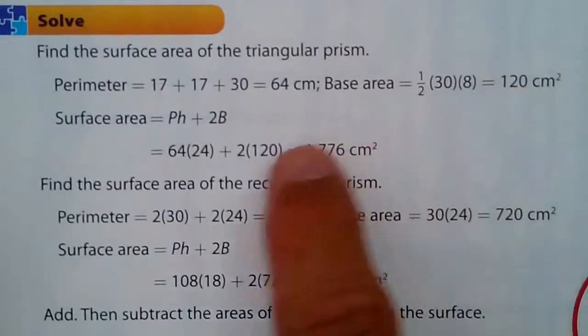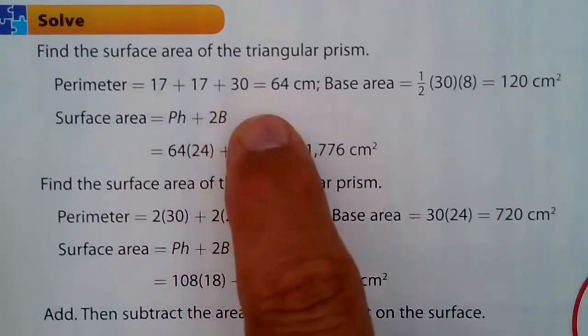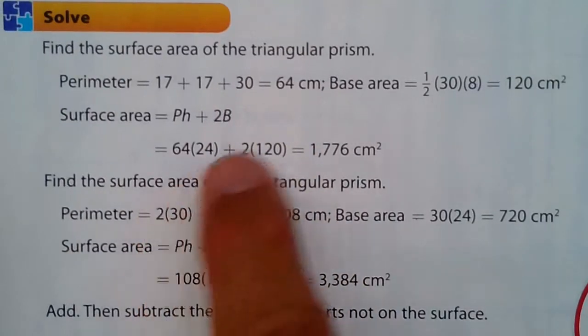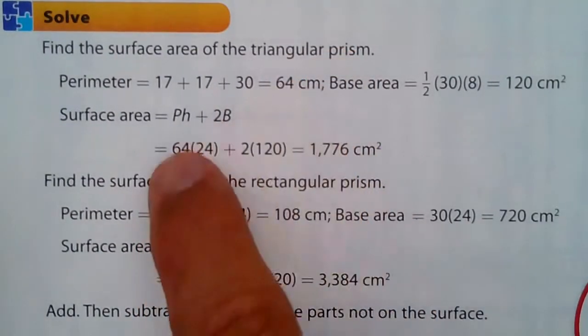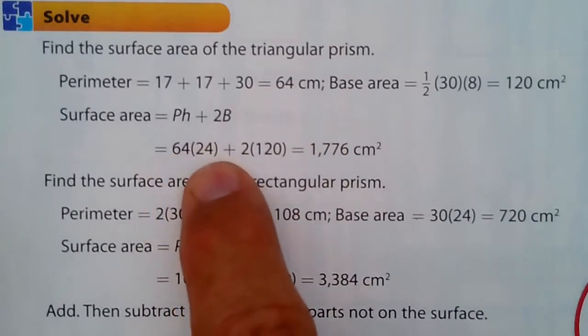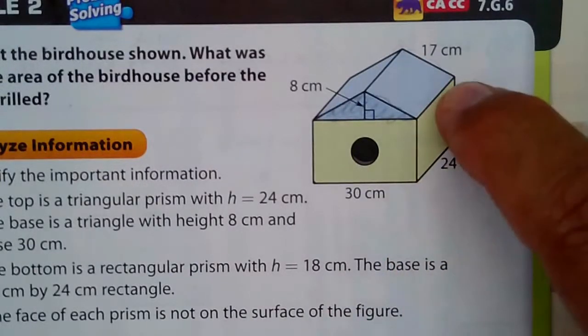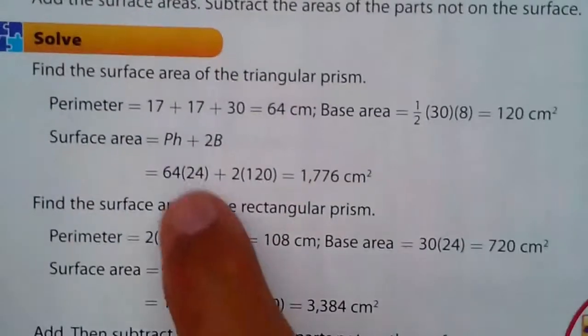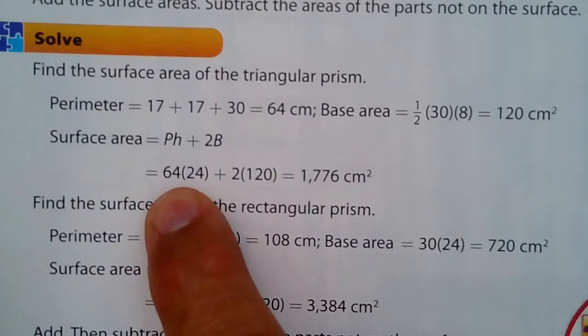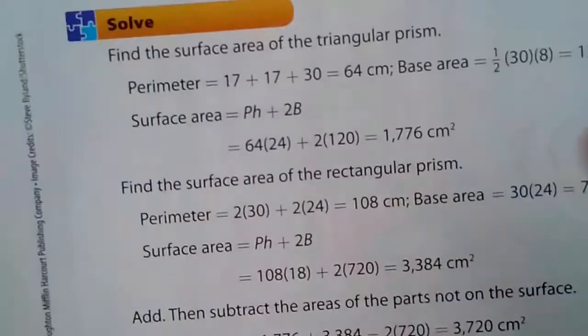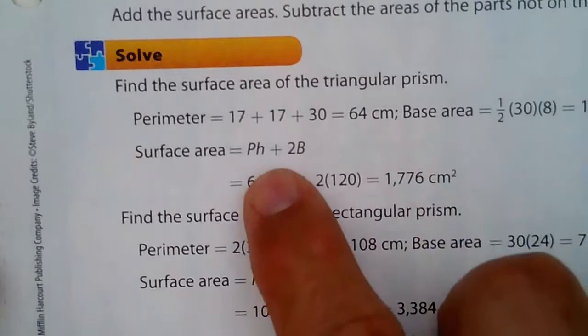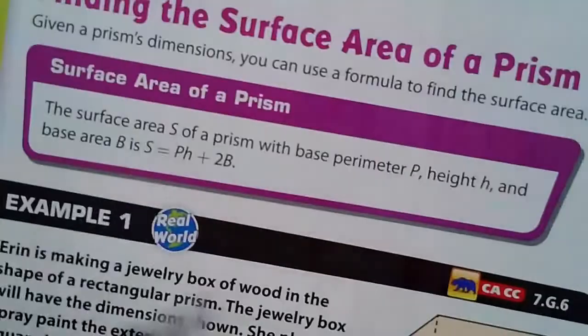So using this for the surface area of the triangular prism, it would be the 64, the perimeter of the base, times the height. And the height of the prism is this right here. The height of the prism is 24. The height of the prism is the distance between the bases. And so we have 64 times the height. So the perimeter of the base times the height. And by the way, what I'm using right here is this surface area formula, which was mentioned over here.